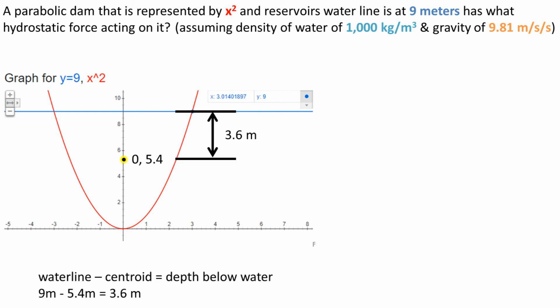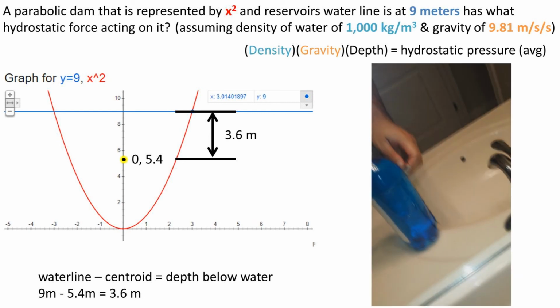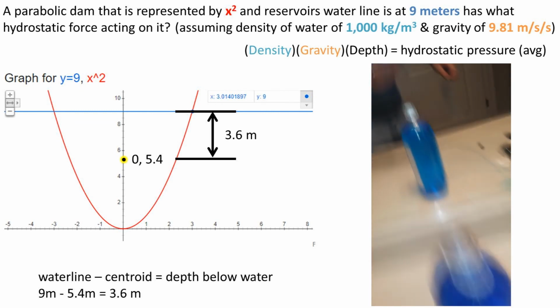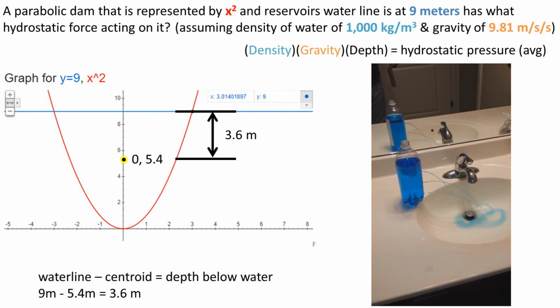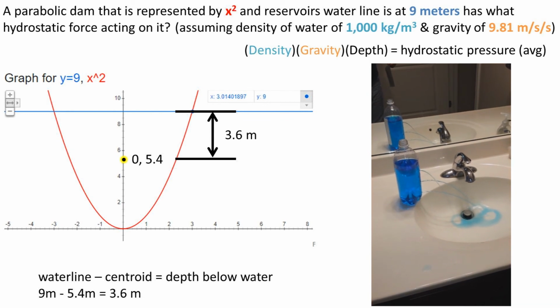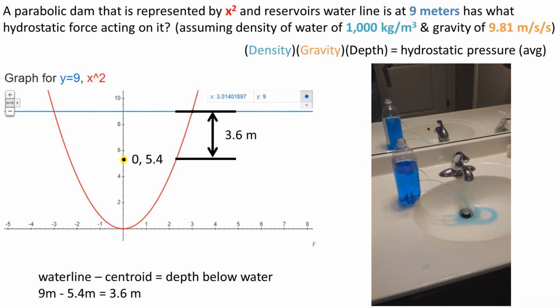So if we take the water line minus the centroid we found, we get the depth below the water of 3.6 meters. Recall from the hydrostatic pressure videos that the hydrostatic pressure is the density of the fluid times gravity times the depth of the fluid. Also, here is a quick demo that demonstrates that as we go deeper, the pressure increases. Notice how the fluid flows farther out or has a higher velocity as the water gets deeper.